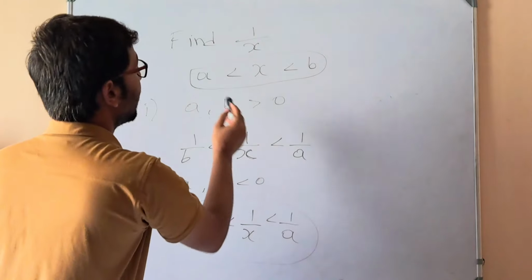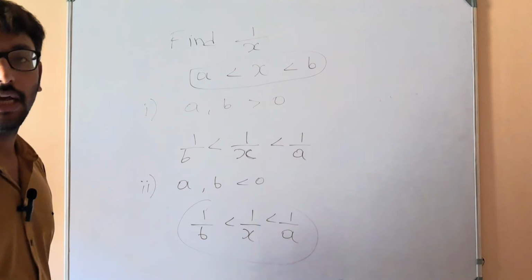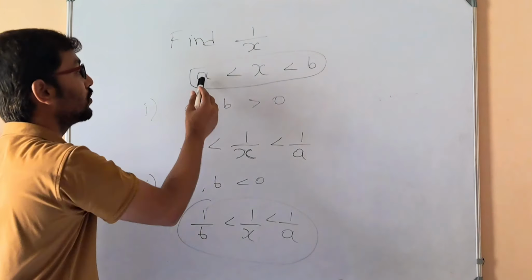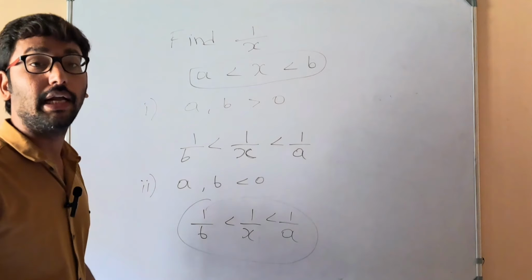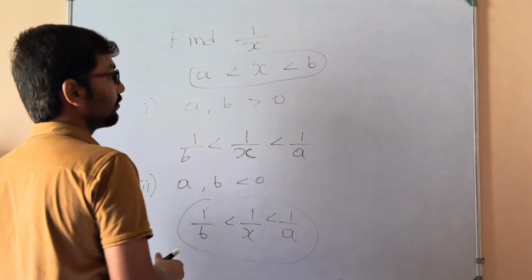So what if a is less than 0 and b is greater than 0? How to solve when a is less than 0 and b is greater than 0?